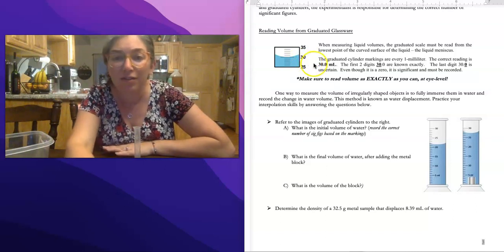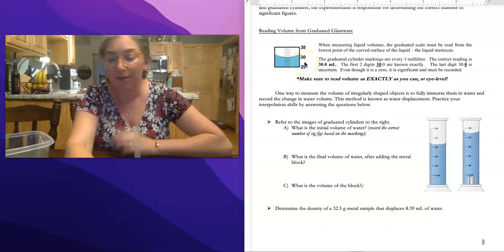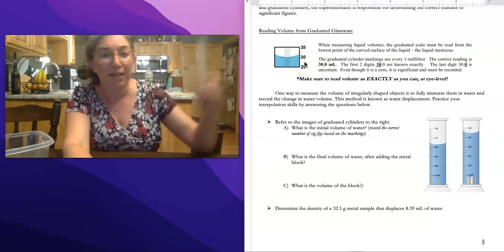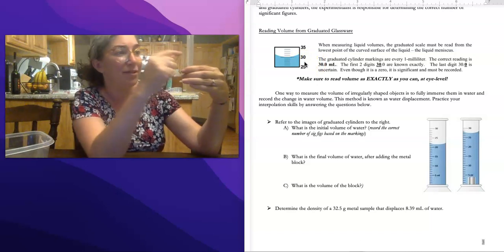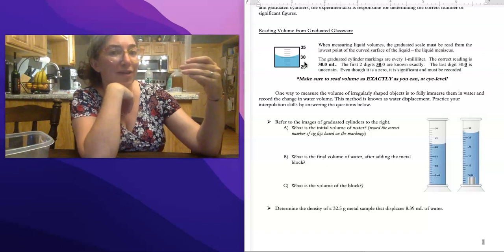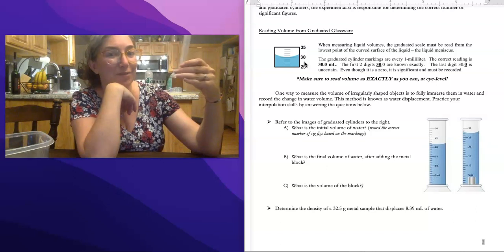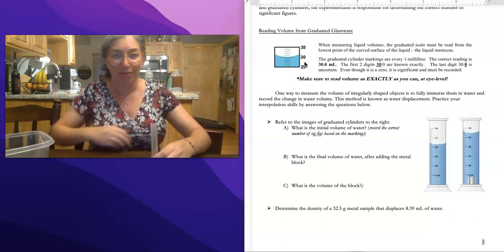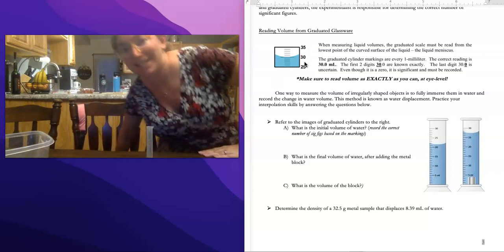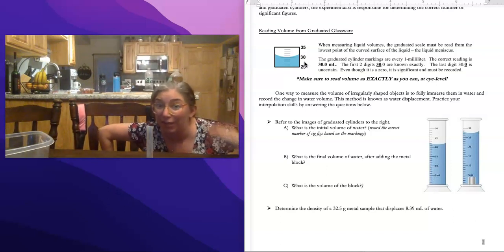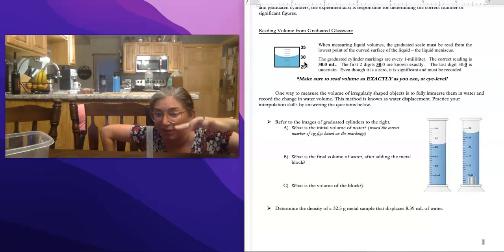All right, so when we are reading volumes, it's also important that we are reading from eye level, okay? You don't actually want to pick up the tube here because then you might be slanting it. You can never really be sure that you're holding it exactly straight. So what you want to do is put it on a flat surface, and then get down to eye level in order to read it correctly.